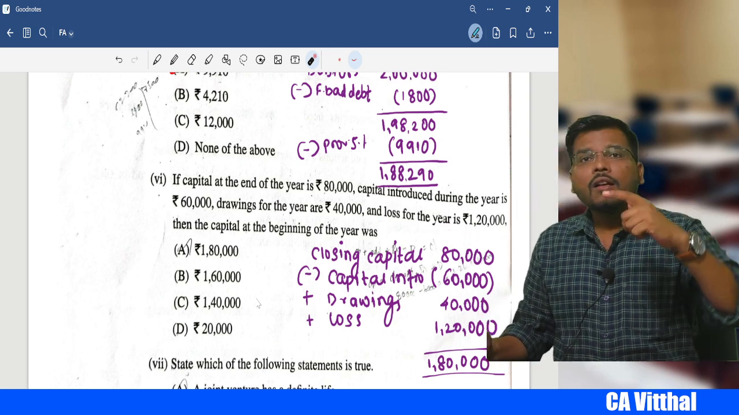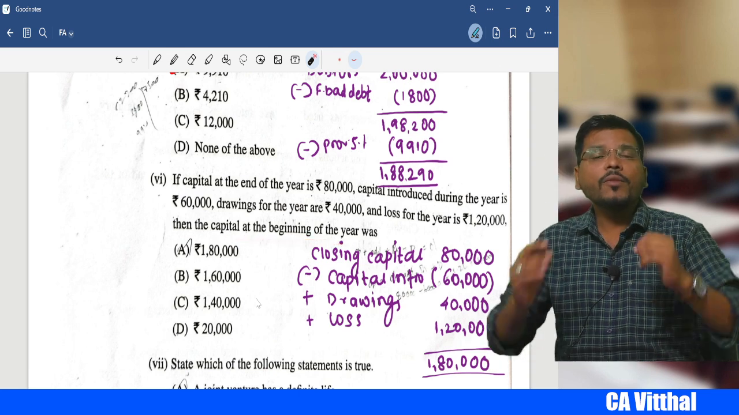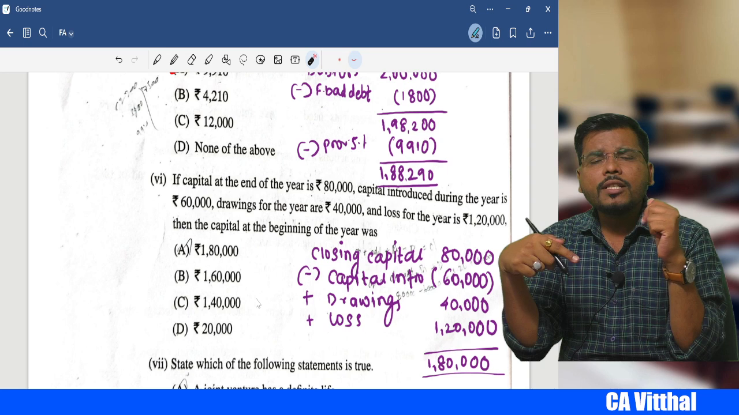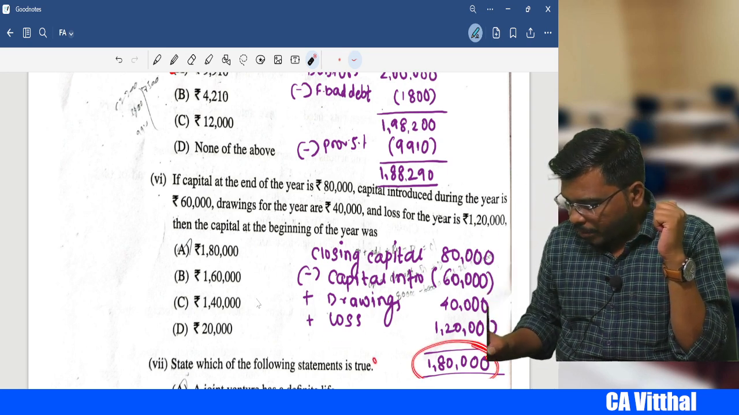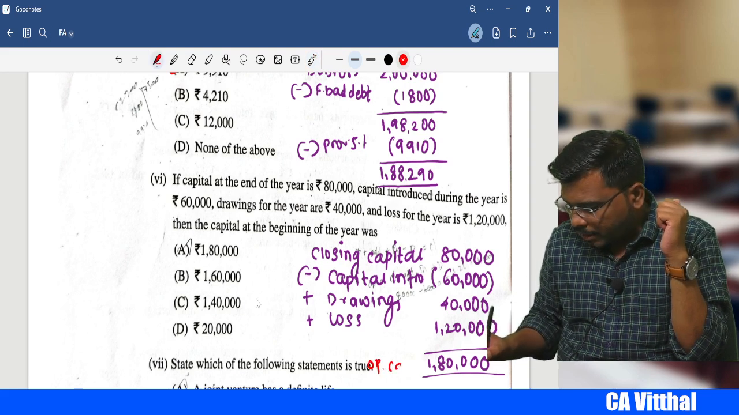Loss for the year, the loss they have given. That means they might be asking you how much is the opening capital, right? So the loss, what do we do? In the opening capital, we subtract the loss. So from the closing capital, we will add the loss. Add the loss, and we get what, sir? Opening capital. This is the balance, right?